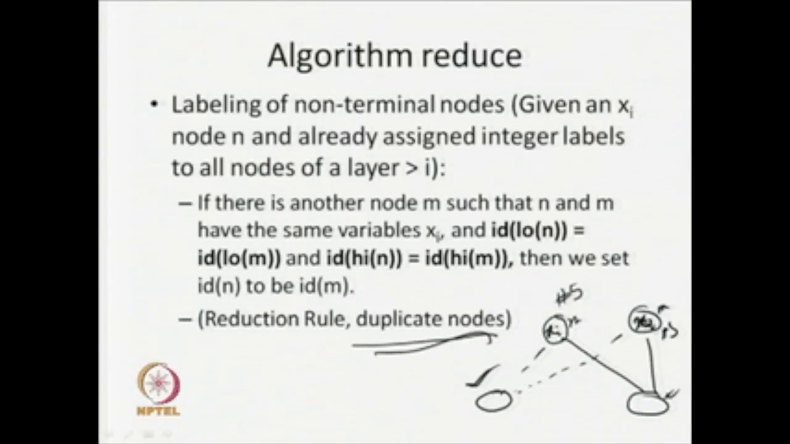Basically, these two are duplicates because they have the same sub-BDD below them, and they are going to evaluate the same sub-function. So, we can merge them together. This is nothing but the removal of duplicate nodes.